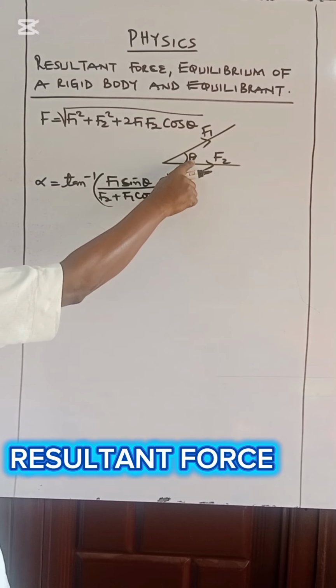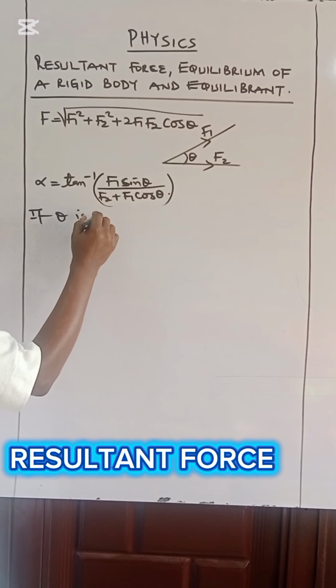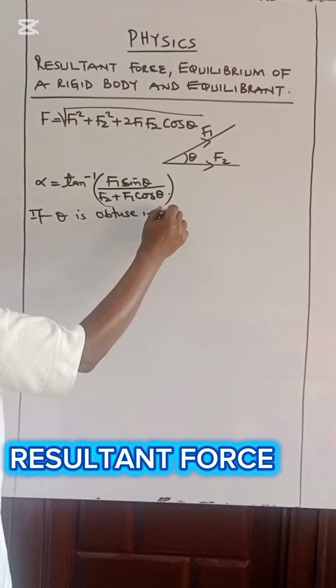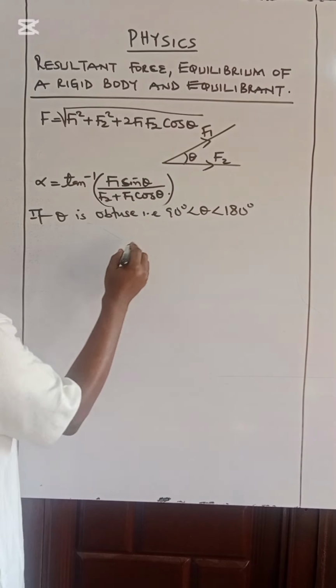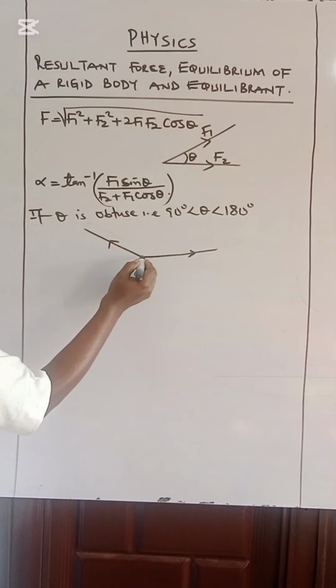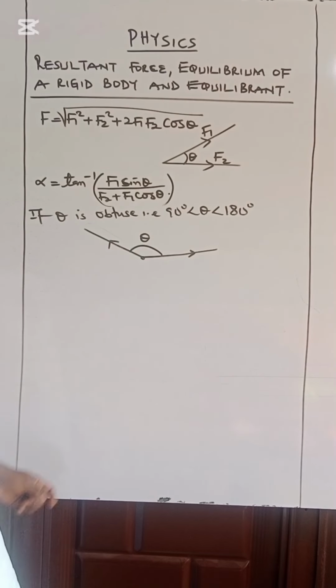Now, what if the angle theta is obtuse, that is 90 degrees less than theta, theta less than 180 degrees? Look at the diagram. You have two forces acting on a body at an angle. This theta now is greater than 90 but less than 180. How do you find the resultant?